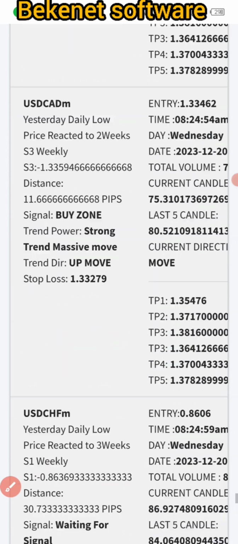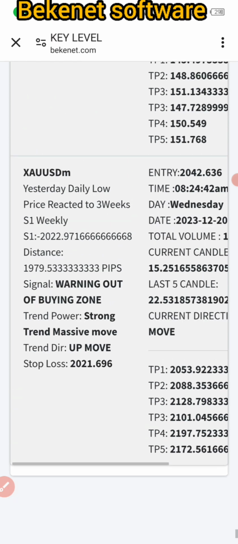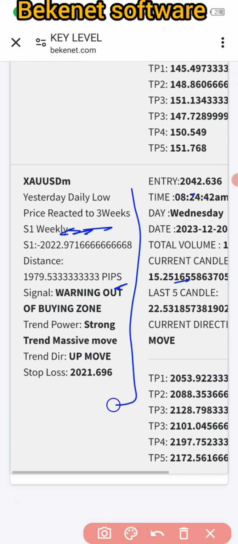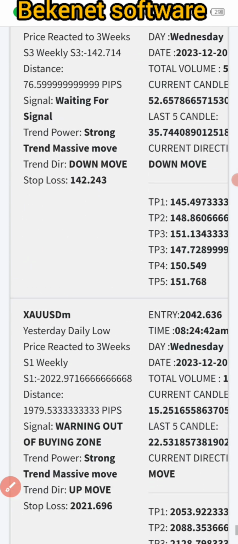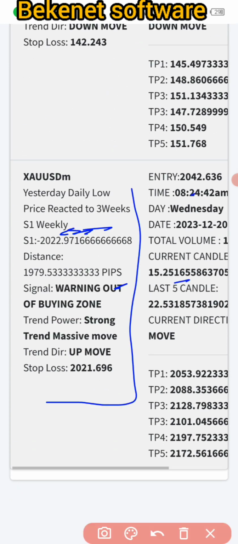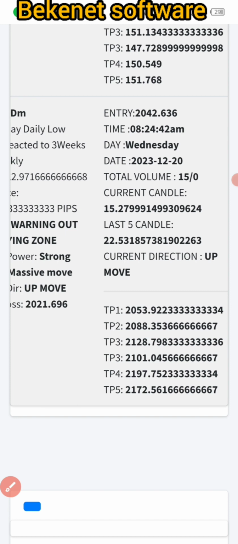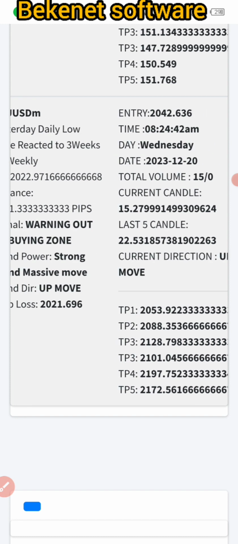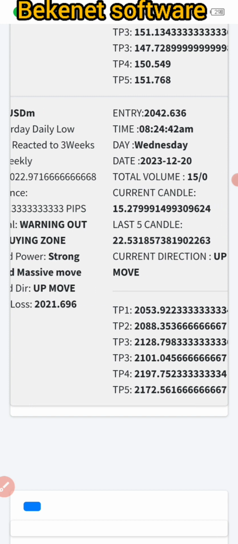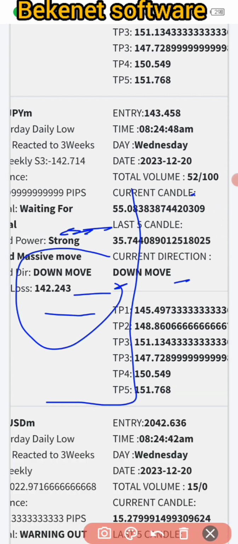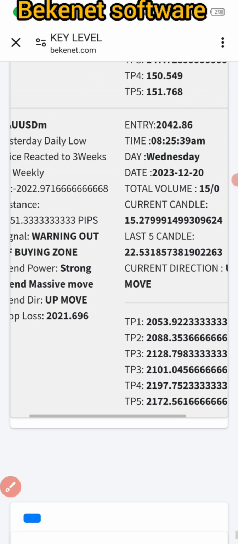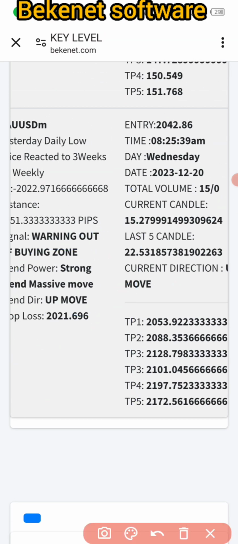I've shown you the basic way to trade first. As you can see, this is gold. You understand? Look at what it's telling us now. Let me explain it to you. It's telling us currently, warning, out of buying zone. So you don't need to buy gold now because it's already out of the buying zone. You don't need to buy anything because it has emptied itself to almost close to 0. You understand? So you don't need to buy this again because it has emptied itself up to zero.